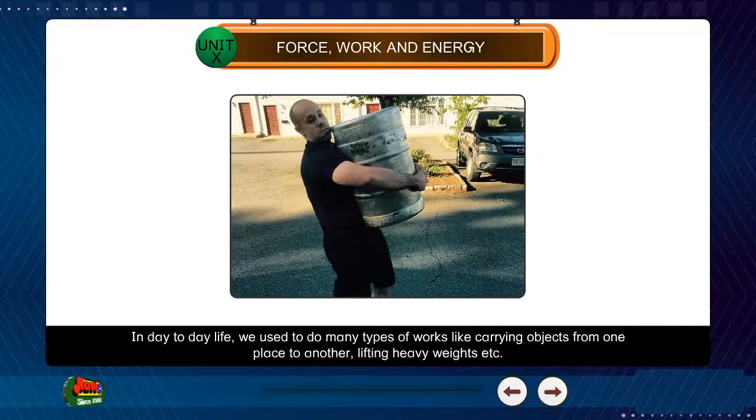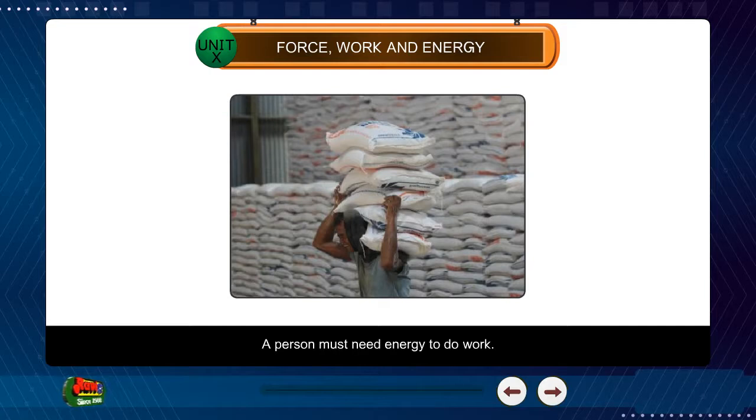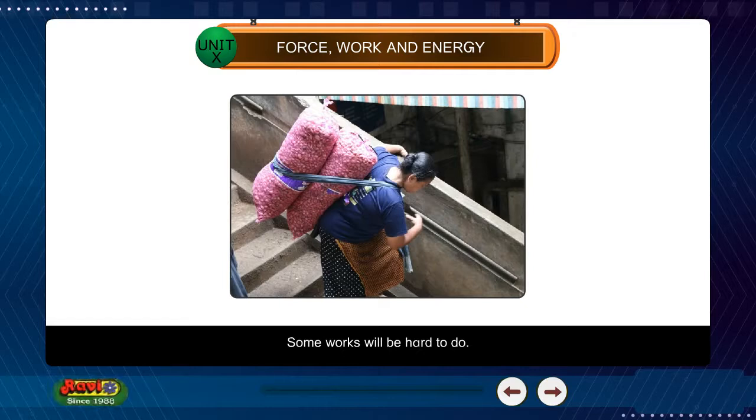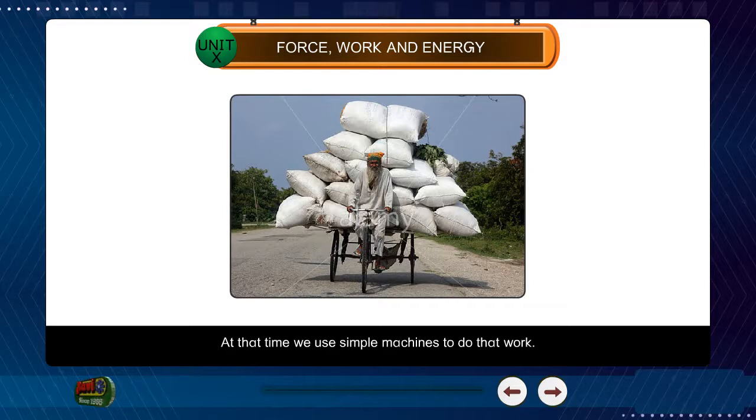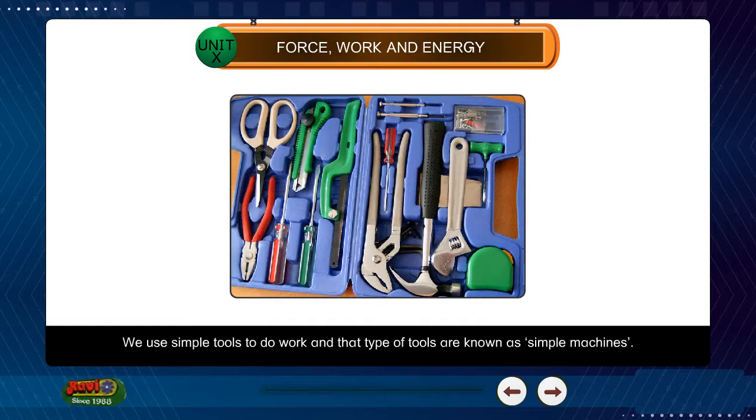In day-to-day life, we do many types of work like carrying objects from one place to another and lifting heavy weights. A person needs energy to do work. Some work is hard to do. At that time, we use simple machines to do that work. We use simple tools to do work, and that type of tools are known as simple machines.